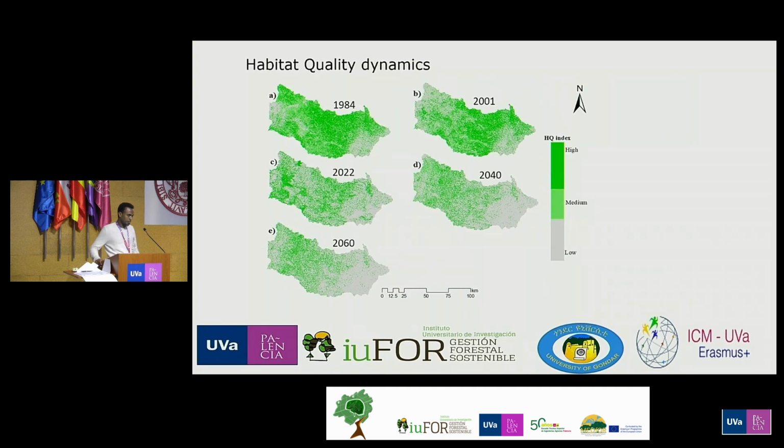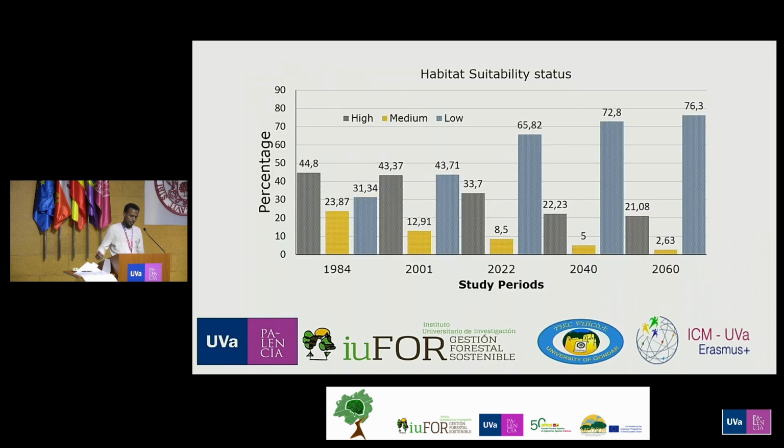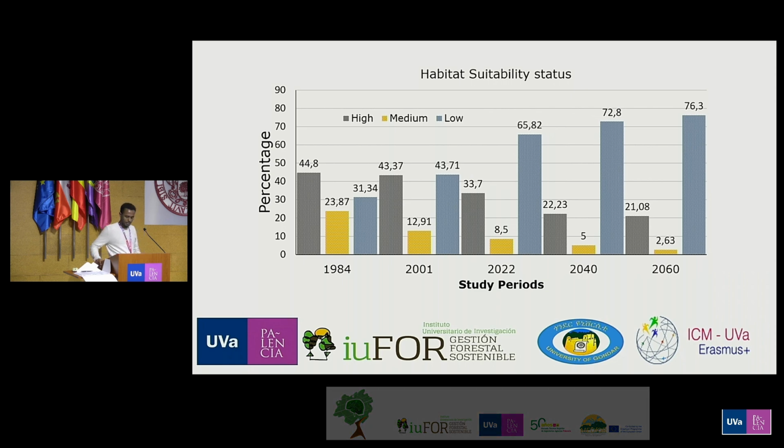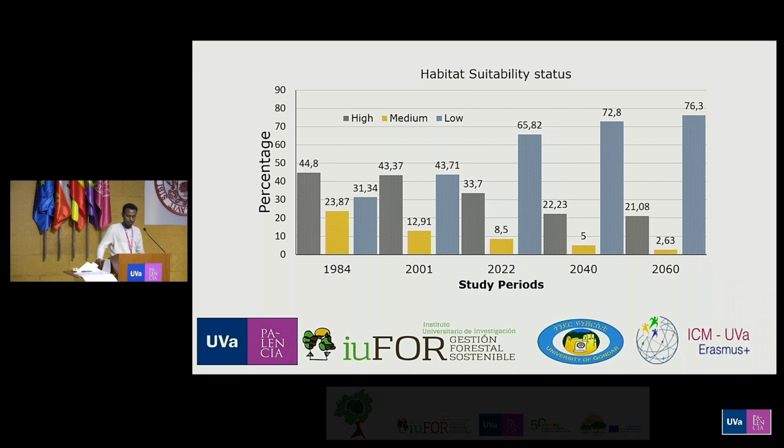And this map shows the habitat quality of the study area in the first study period. The high habitat quality areas covered 44.8%. However, it decreased to 33.7% in the next study period of 2022. And it is further projected to decrease in the next projection periods of 2034 and 2046 according to our projection.